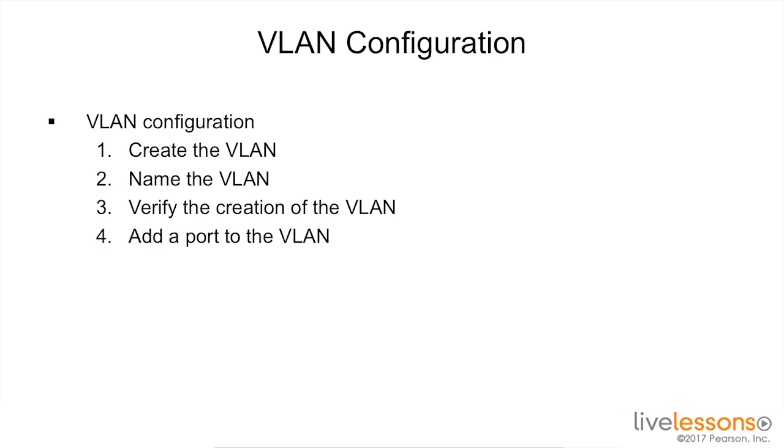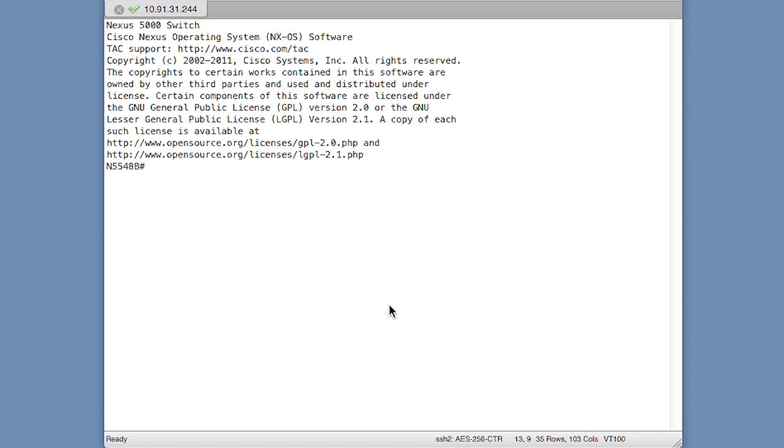Fourth, we're going to add it to the port so that the device connected to that port will be in that VLAN. And fifth, we're going to verify the port configuration. So let's get started. I'm already connected to my Nexus switch. The first thing I need to do is move from my executive mode to my global configuration mode by typing configure terminal.